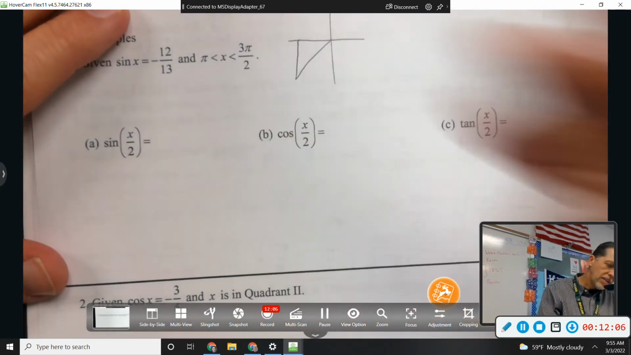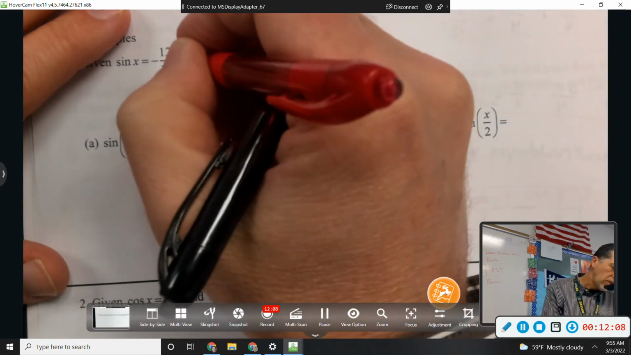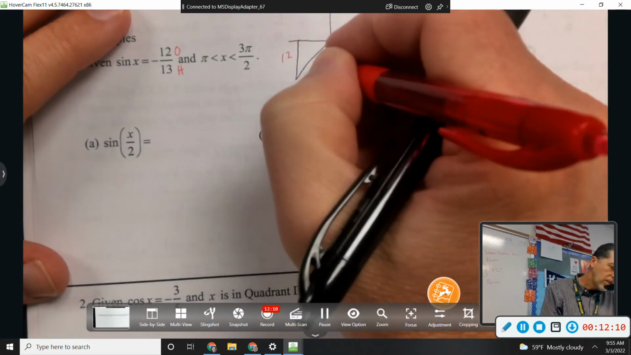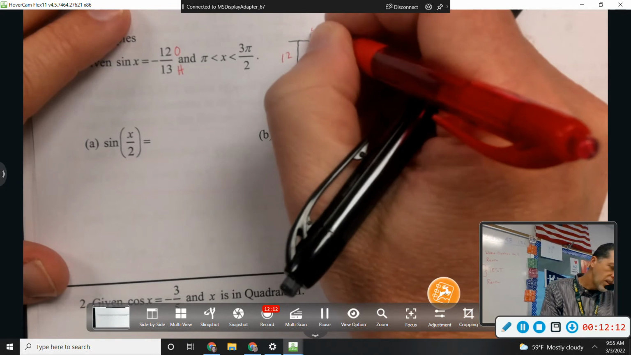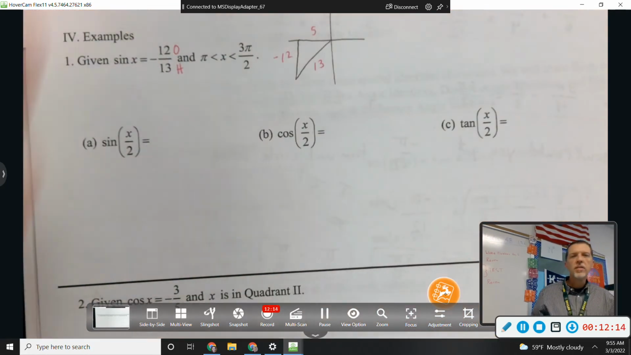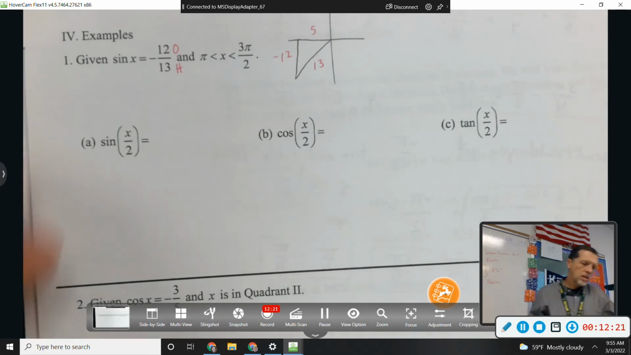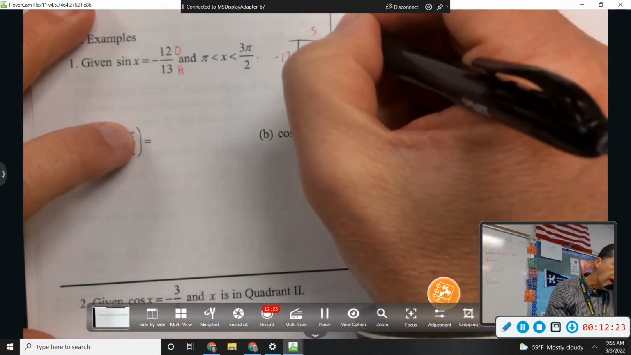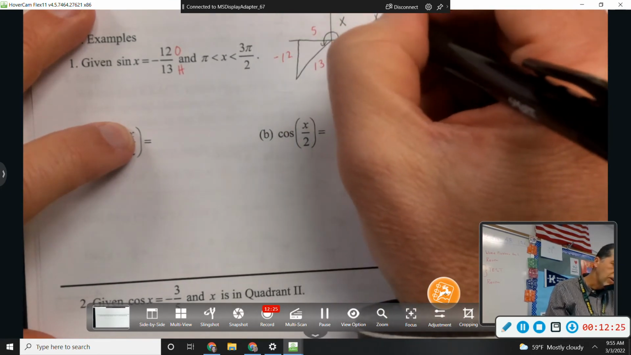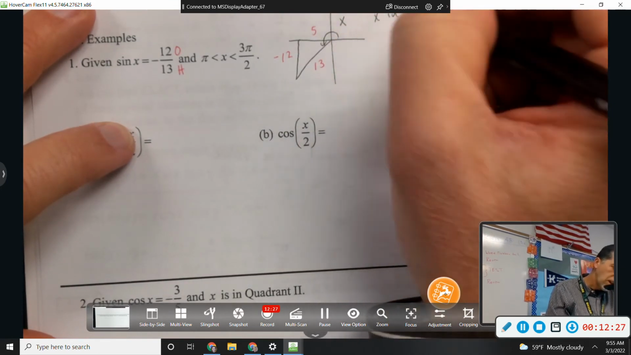Sine is opposite over hypotenuse. 5, 12, 13. Negative 12. So this is x. Let's be careful here. So x is in quadrant 3.